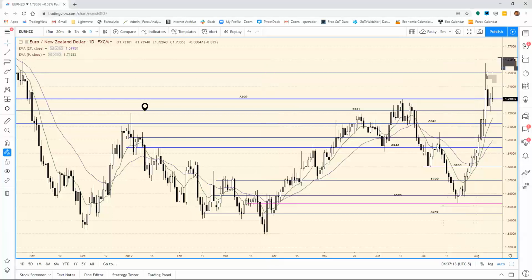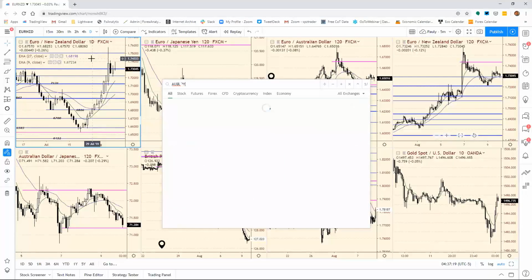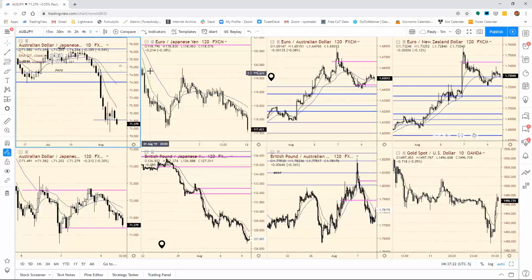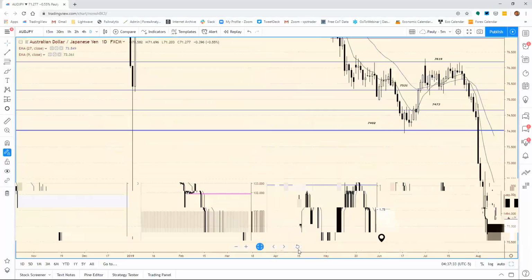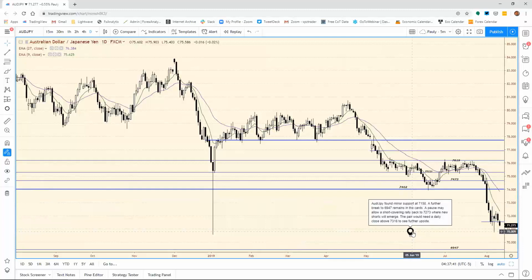And let's go and move into the Aussie. The ASEAN found minor support at 71.58. A further break to 69.47 remains in the cards. A pause may allow a short covering rally back to 72.73, where new shorts will emerge. The pair would need a daily close above 73.18 to see further upside.